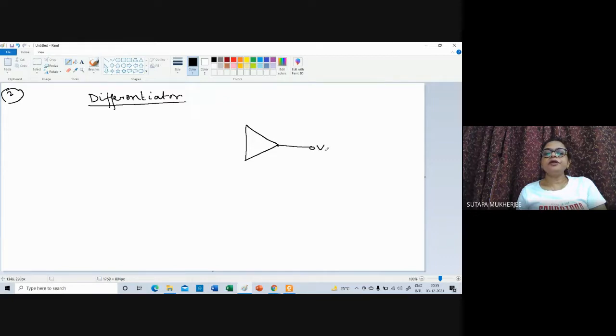This is V out. This is capacitance. Come here. This is inverting terminal. This is non-inverting terminal. This is grounded through a resistance. This is grounded. This is say C1. This is V input. So V input is in which terminal?